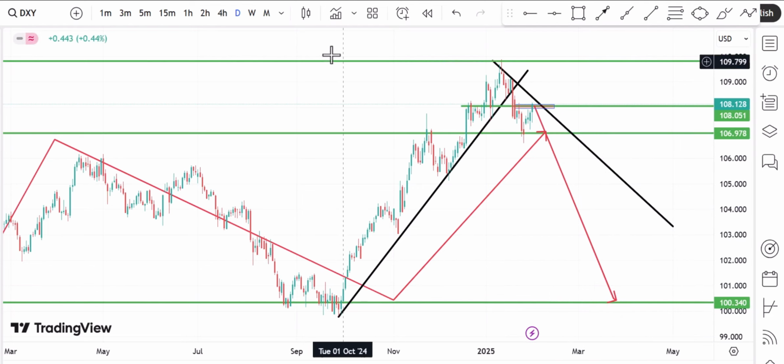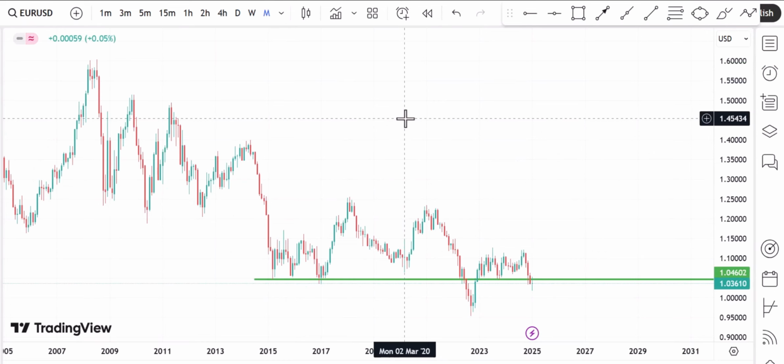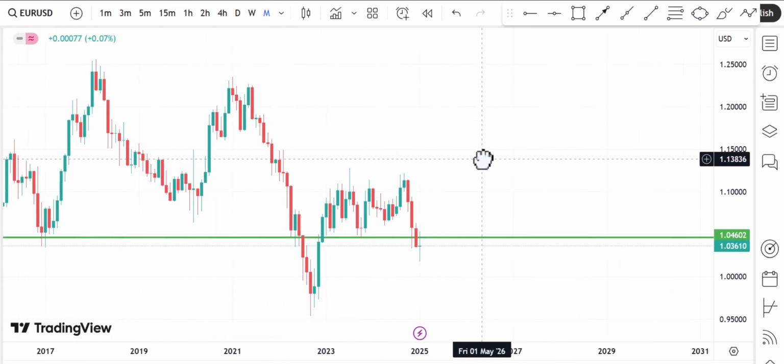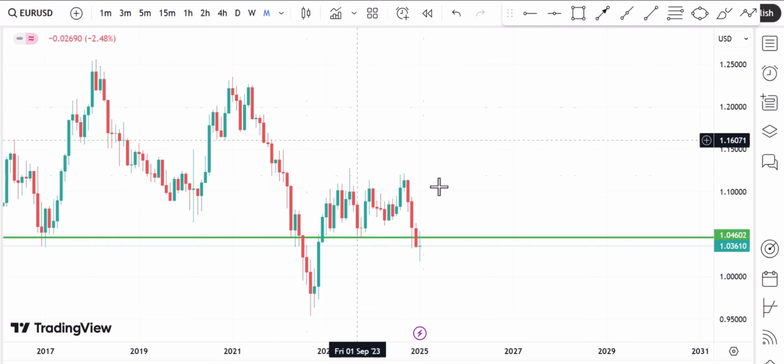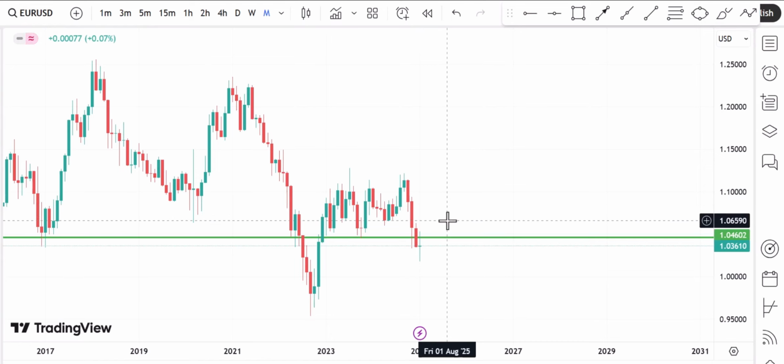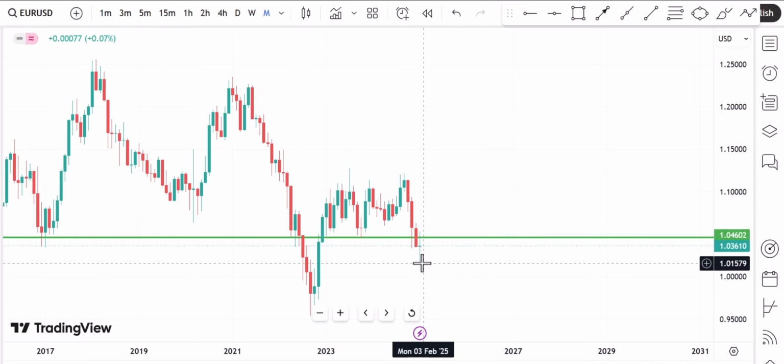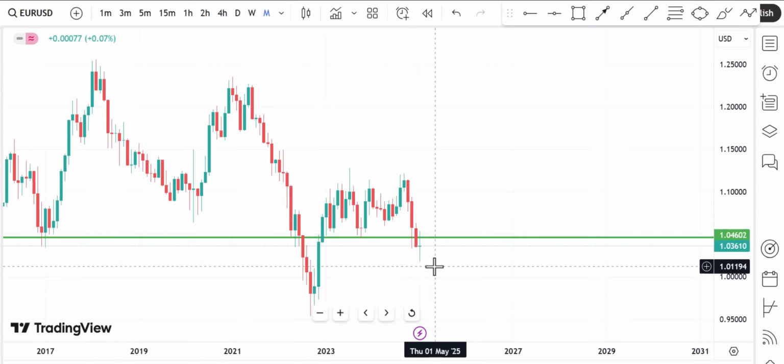Now let's move to another pair. Let's look at EUR/USD. If you look at EUR/USD, the price was able to close below 1.04602 on the monthly time frame. Like I told you guys, all our analysis will be from the monthly time frame because this is a new month. We expected this last week to give us a kind of bearish close, but we saw that USD, especially on Friday, was down and the other pairs were going up.